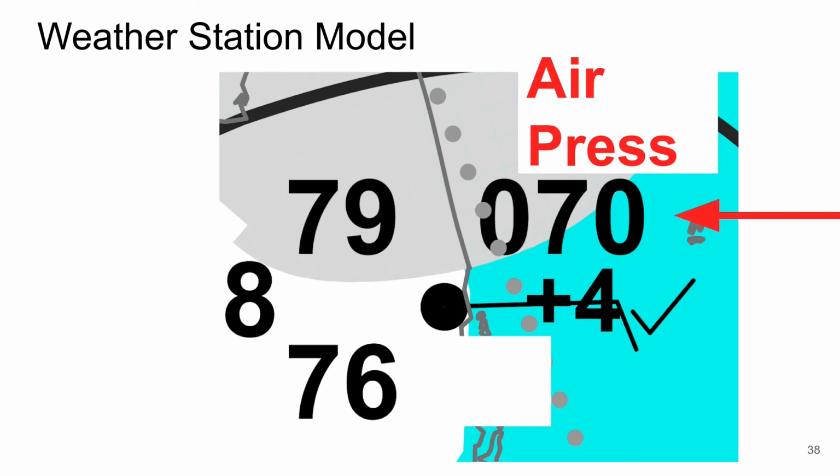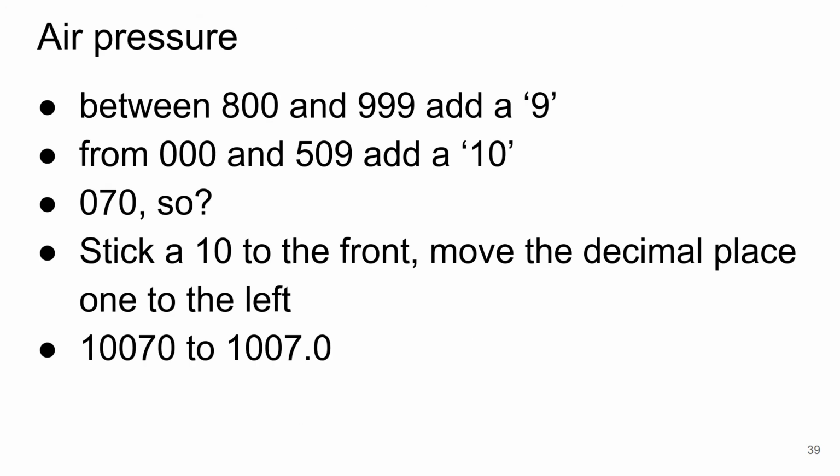The air pressure shows up as 070. So I look at that and go, oh, just a couple slides ago, it said from 000 to 059, you add a 10. So air pressure, if it's written on the map between 800 and 999, you stick a 9 down the front. If it's between 0 and 509, you add a 10. The number that we have is 070, so we're going to stick a 10 to the front and then move the decimal place 1 to the left.